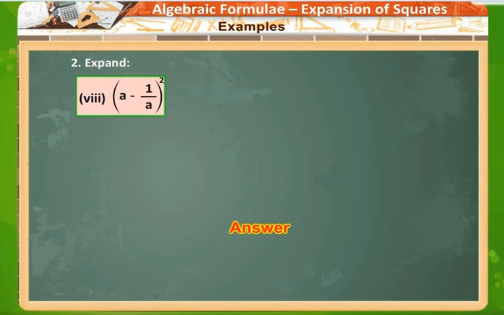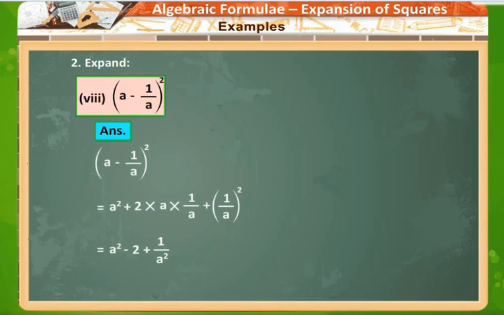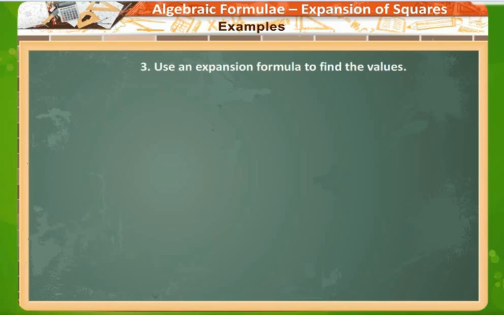Now this is of the form (a - b) the whole square. You can see the calculations. (a - 1/a) the whole square can be written as a^2 - 2 × a × 1/a + (1/a)^2, and hence the a cancels, we get a^2 - 2 + 1/a^2.